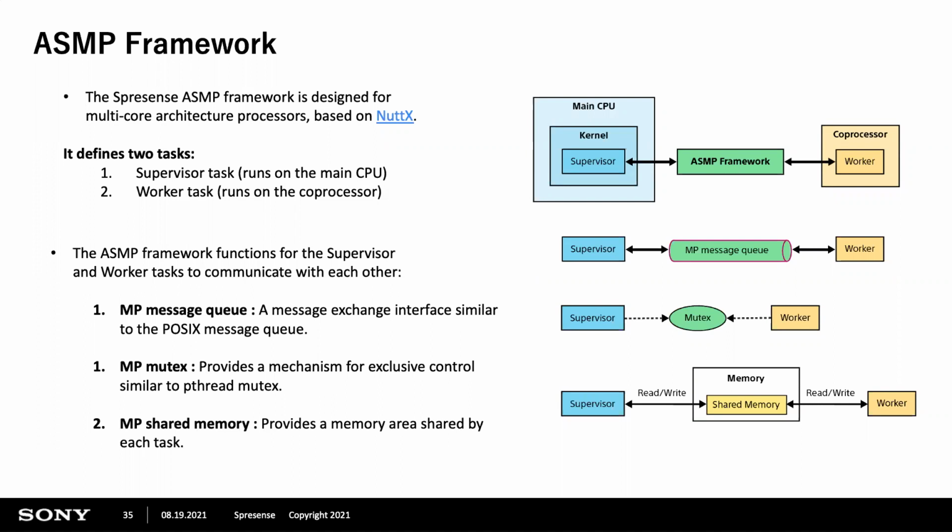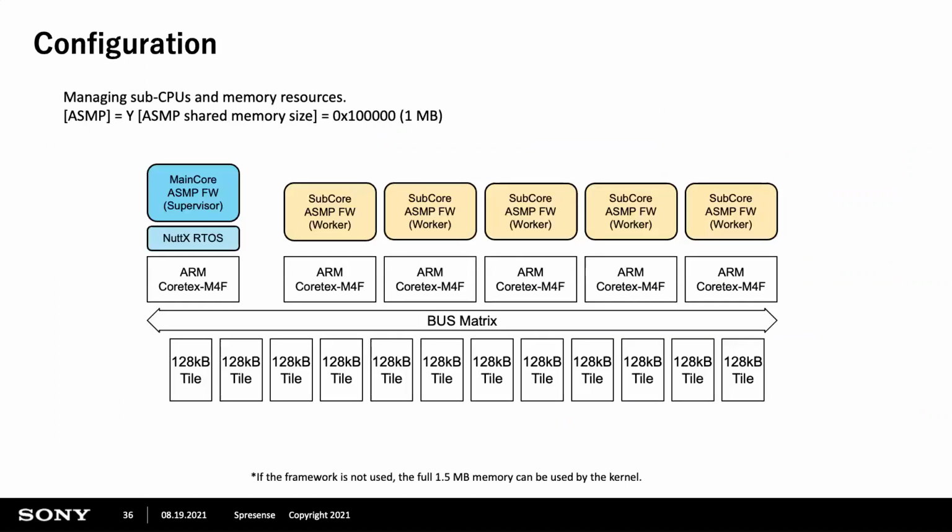So we have the communication with the ASMP framework, but you also need to know about the memory. Spresense has 1.5 megabytes of memory, and each block is just the size of 128 KB, and we have 6 cores. The blue one you see is the main core, the supervisor core sitting here, and then the rest, the 5, can be workers. You can use 1, 2, or all of them.